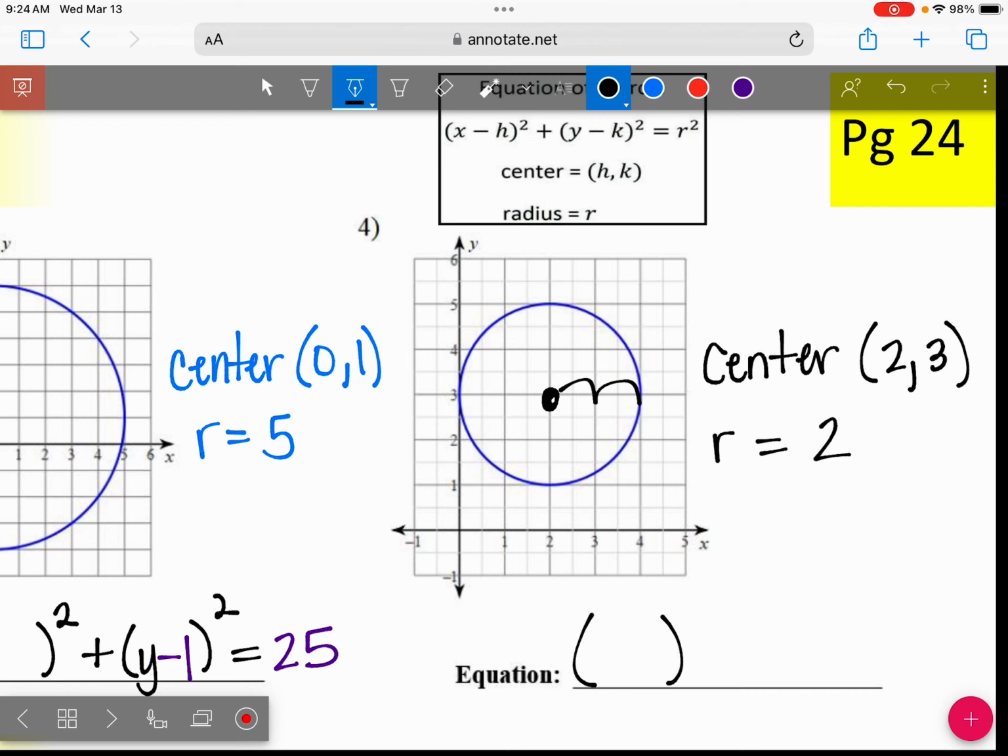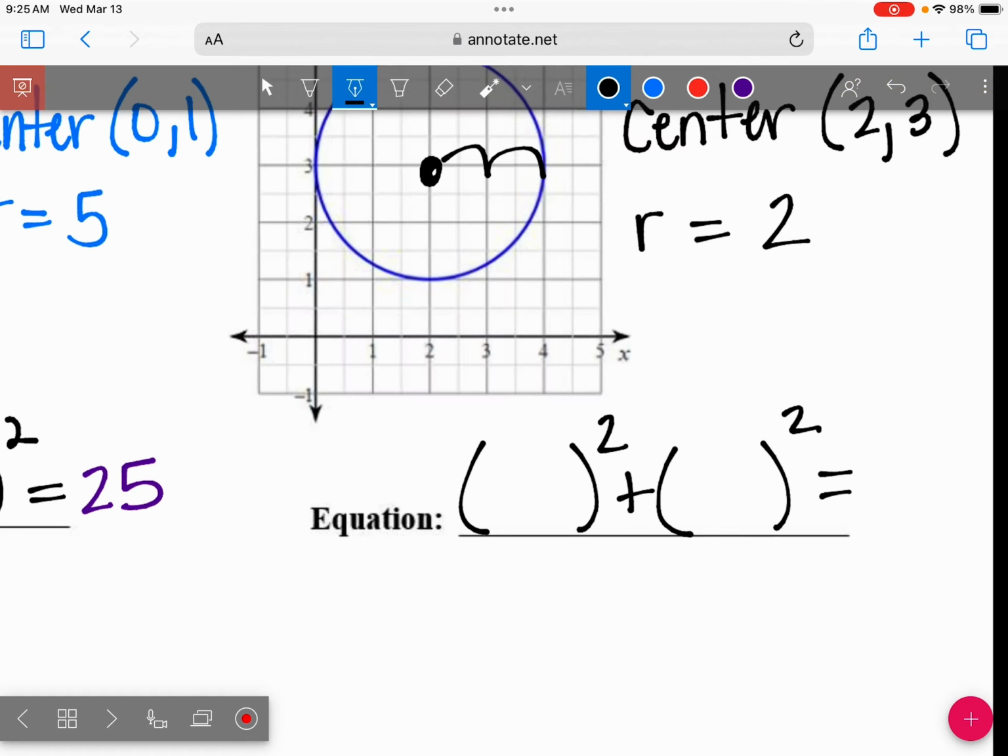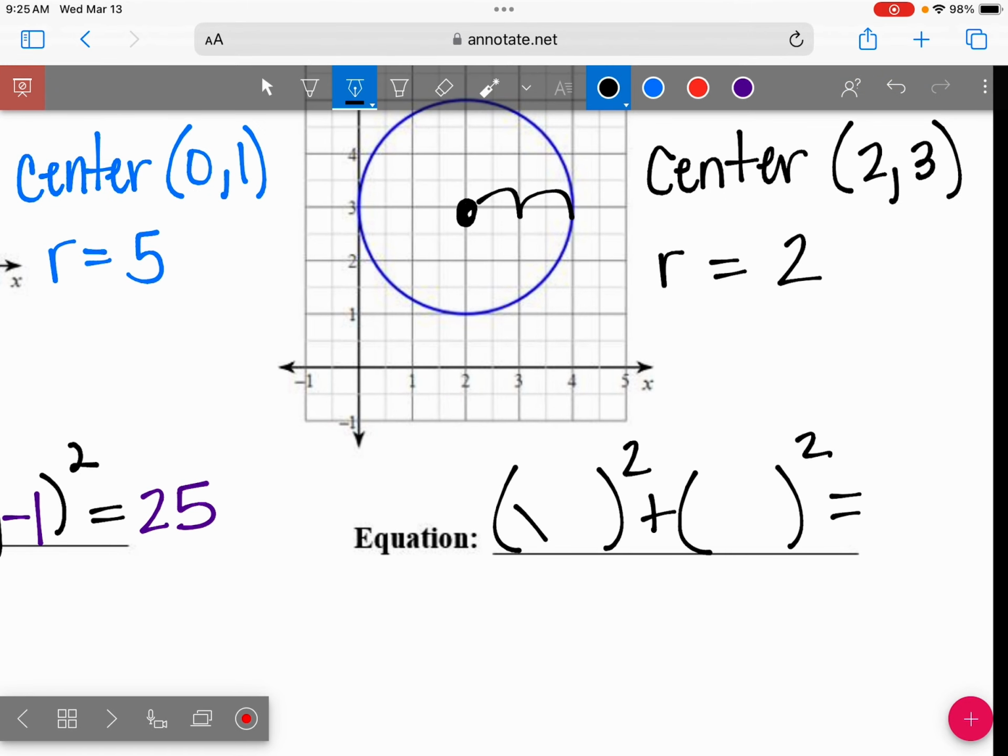So let's make our 2 parentheses, square it. So in the first one, I'm going to put an X, and in the second one a Y. So what am I putting in this first parentheses? A plus 2 or a minus 2? Minus 2. And what goes in the second parentheses? And what does that equal? 4, because it's 2 squared.